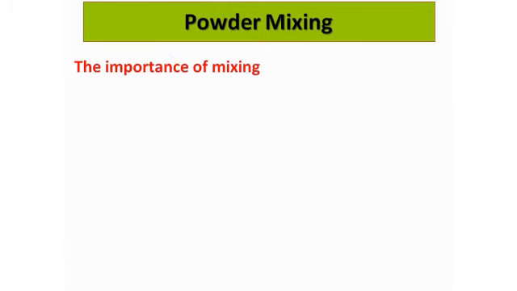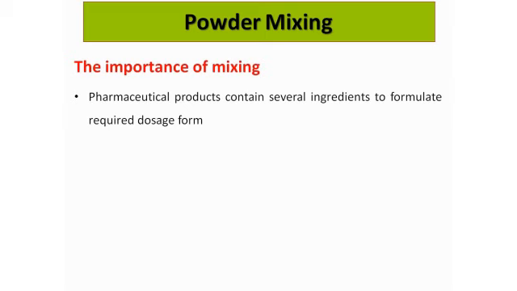Right? Now the next thing is powder mixing. So why is powder mixing important? Number one, we know that pharmaceutical products have several ingredients. Suppose we have prepared a tablet or any granules or any suspension powder, whatever it is. What are we going to do? First of all, we are going to add the drug, right? Then we are going to add the excipient. The drug as well as the excipient will be in powdered form. So if we do proper mixing, it will help in the formation of a proper mixture for preparation of the dosage form. Pharmaceutical products have several ingredients to formulate the required dosage form.